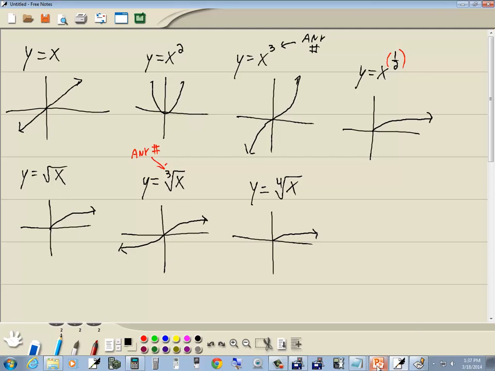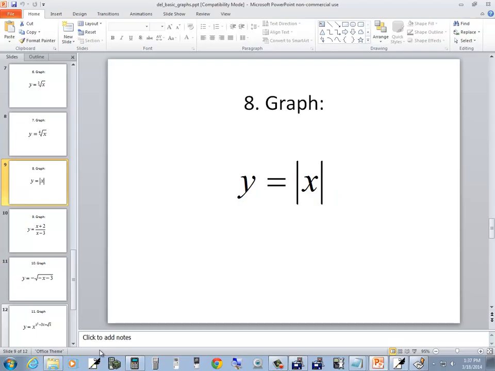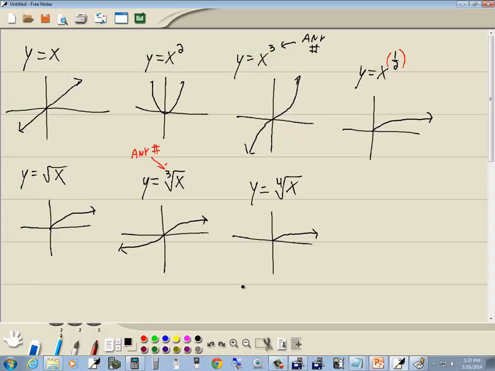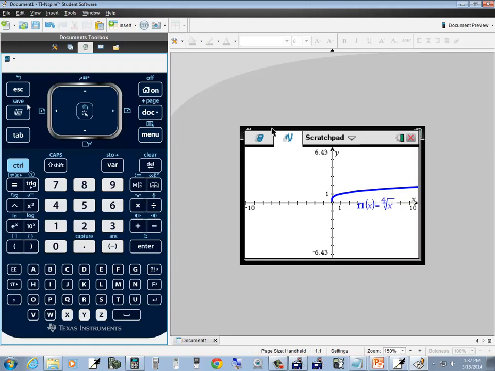I think next one's absolute value, but let me look. Yep, absolute value. I'm going to try to graph the absolute value of x. Press tab, go back here, up arrow to go back to y1, and press delete a few times. Oops, too many.